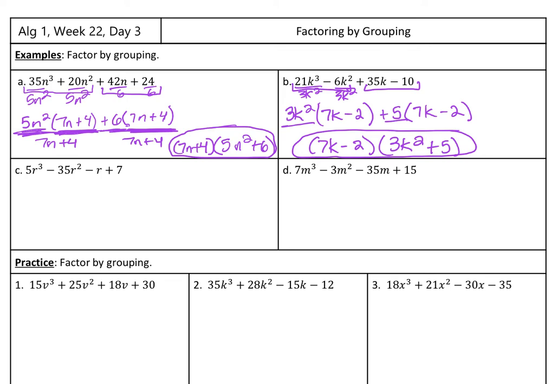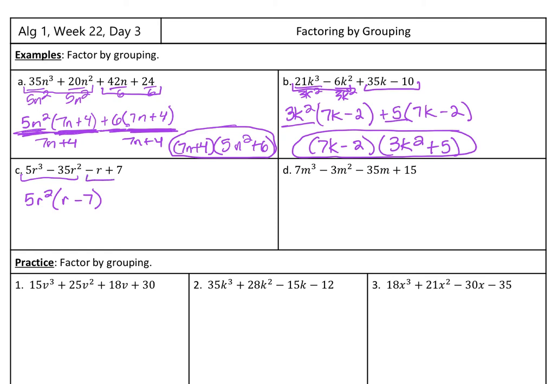Now, would you like to see some trickiness? Because there definitely is some. Let's start this off, though, like normal. We're going to take out the 5 and the r squared that they both have. So that's going to be 1r, or just r. And then negative 35 divided by 5 is negative 7. And the r squareds are going to cancel.